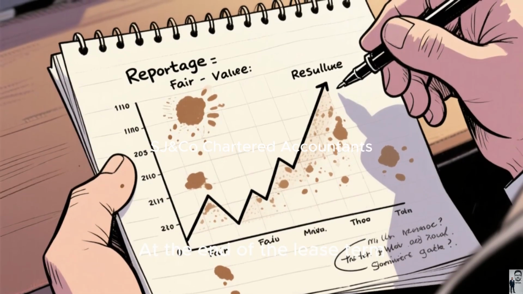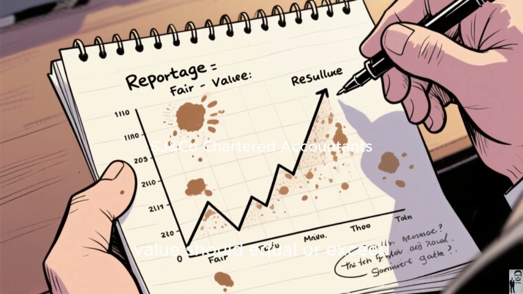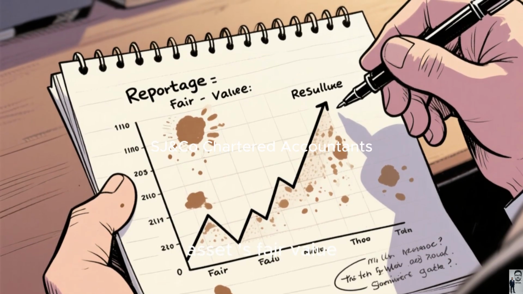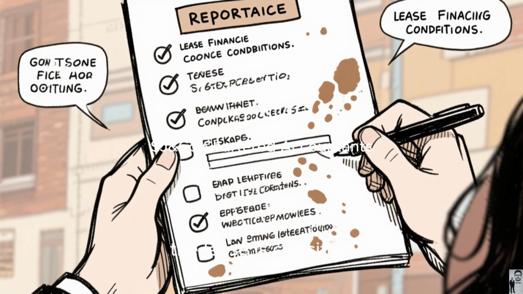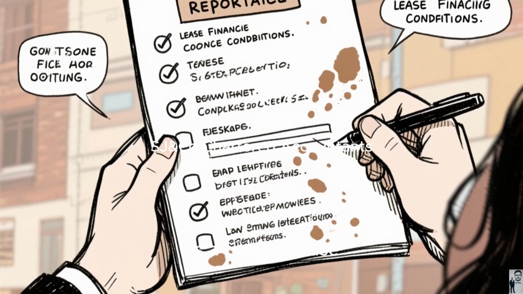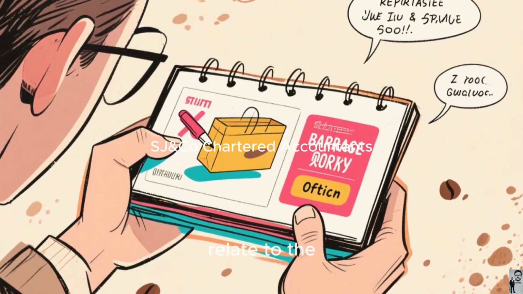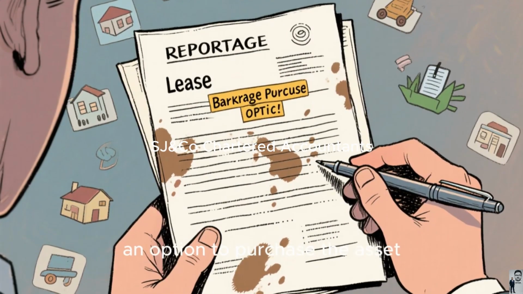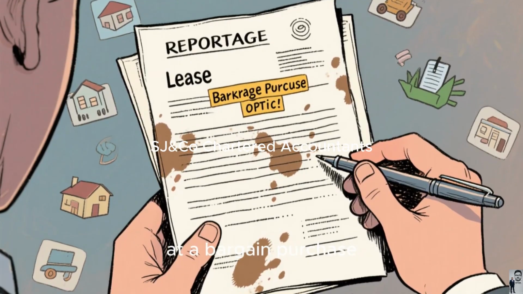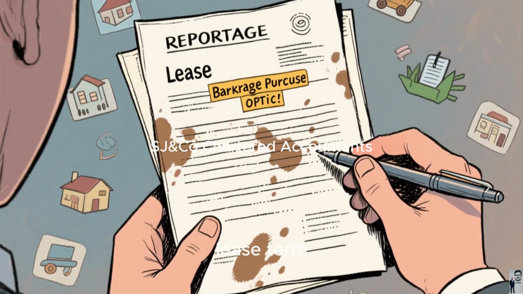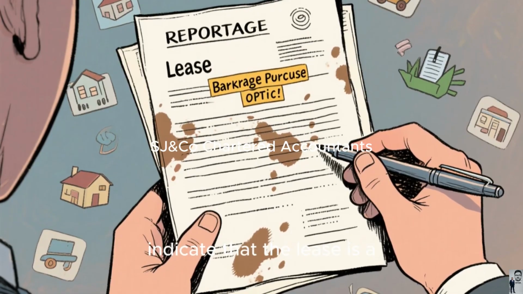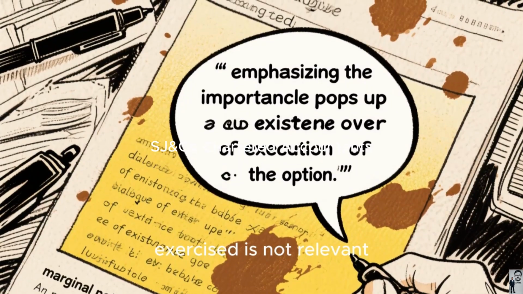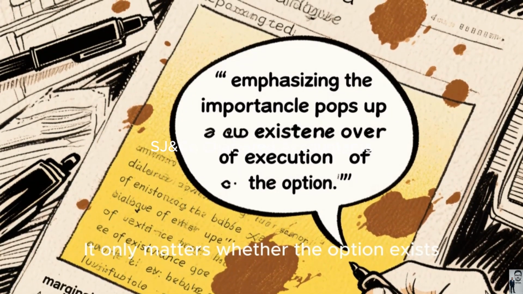At the end of the lease term, the fair value of the residual value should equal or exceed substantially all of the asset's fair value. If any of these 3 conditions are met, the lease is classified as a finance lease. The next 2 conditions relate to the bargain purchase option. IFRS 16 says that if the lease contains an option to purchase the asset at a bargain purchase price at the end of the lease term, then this may indicate that the lease is a finance lease. Whether the option is actually exercised is not relevant. It only matters whether the option exists.